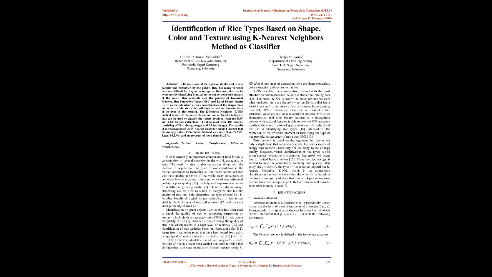And assess the quality of rice. Another use is checking the quality of bulk rice, which results in a high level of accuracy, and identification of rice varieties based on shape and color. Apart from rice, other types that have been tested for quality using digital images are wheat, oats, and barley.